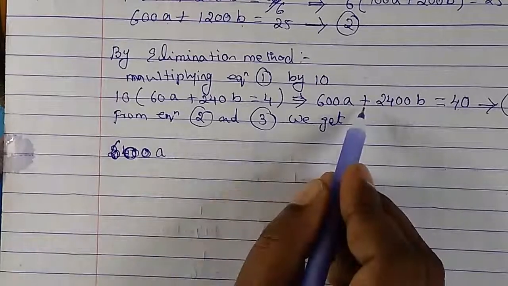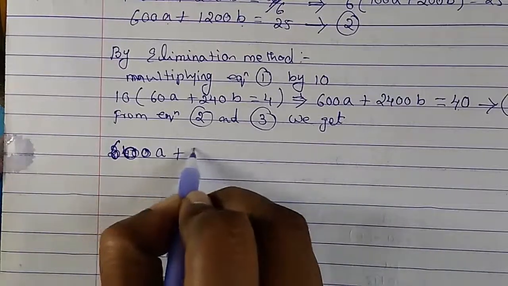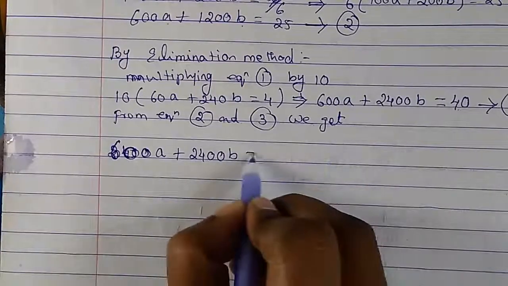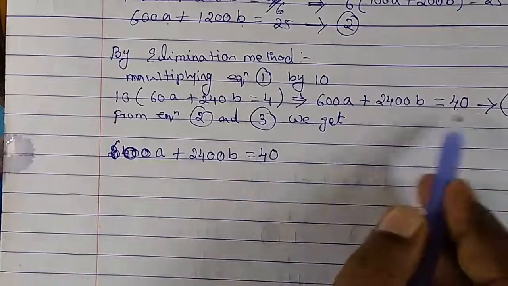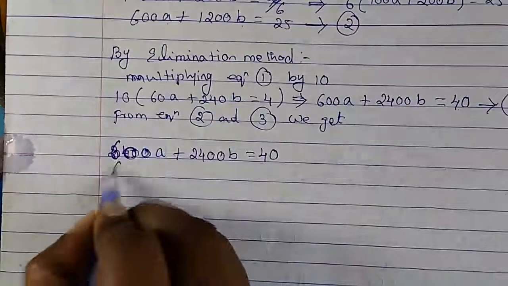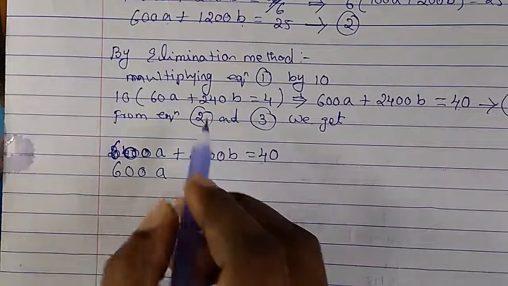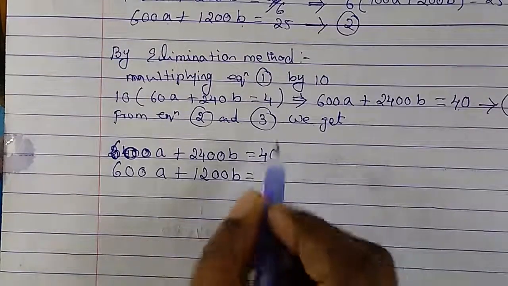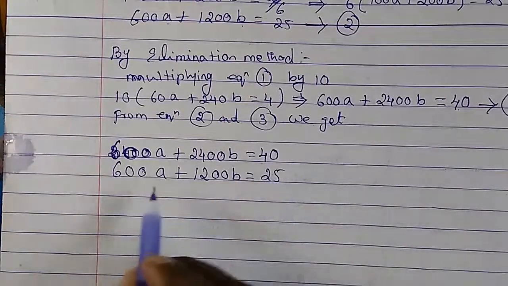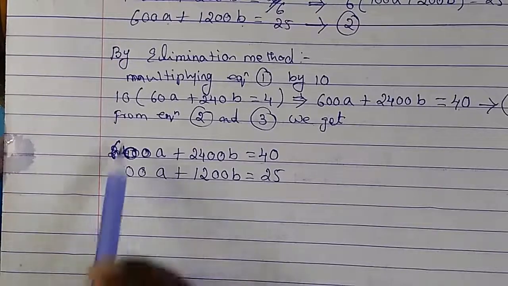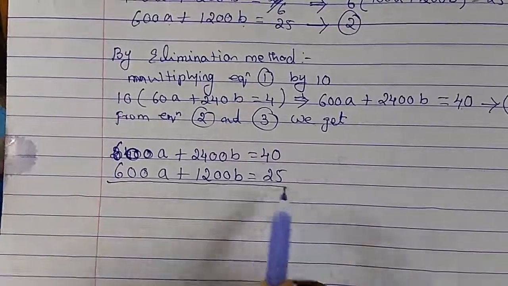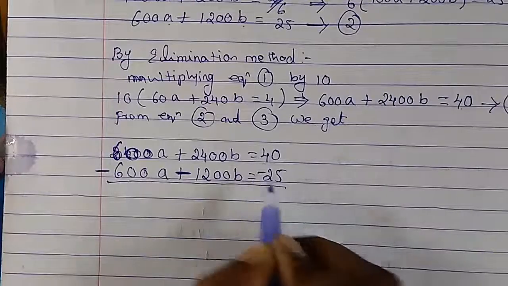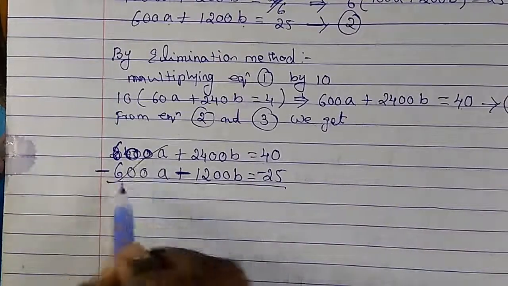600a plus 2400b equal to 40. Equation 2 is 600a plus 1200b equal to 25. So if we have to eliminate, we have to change the sign because both are in plus. So we will change the sign. This becomes minus. This also will become minus. This becomes minus. So then this gets eliminated.